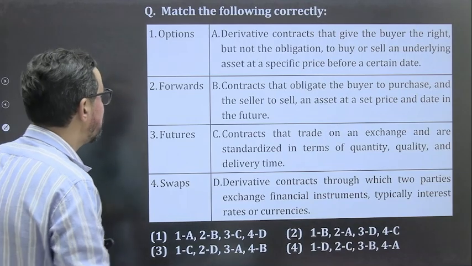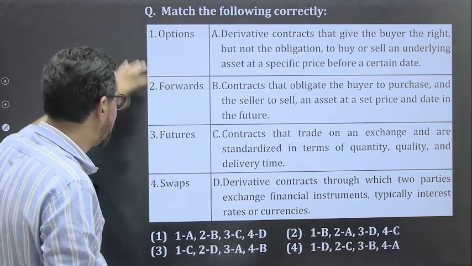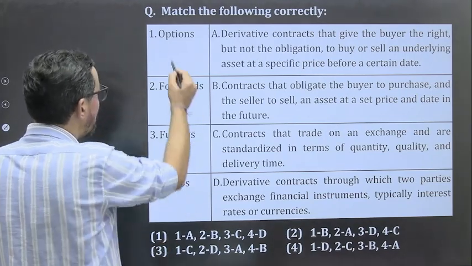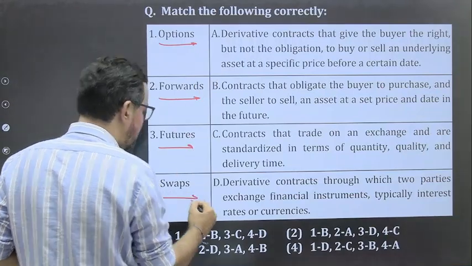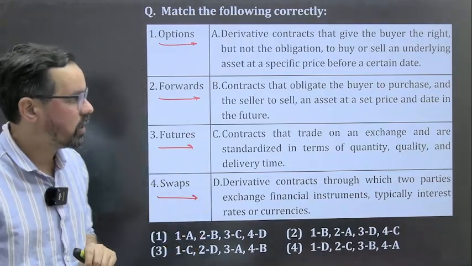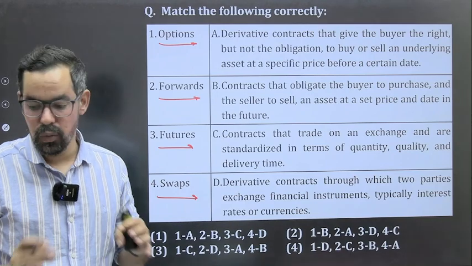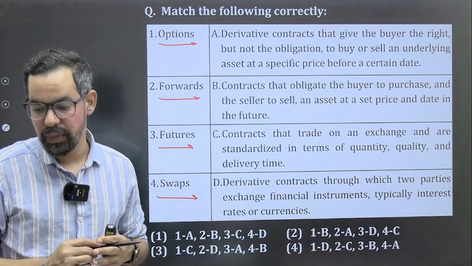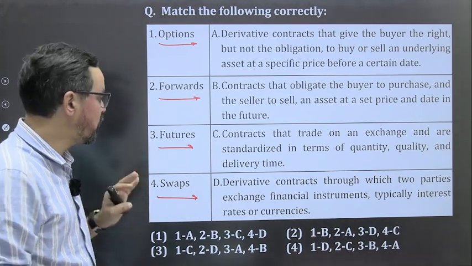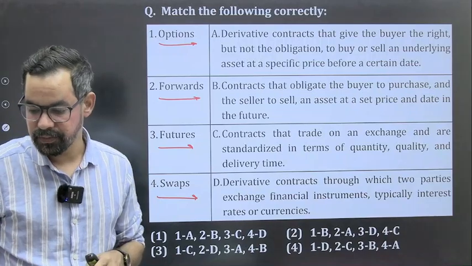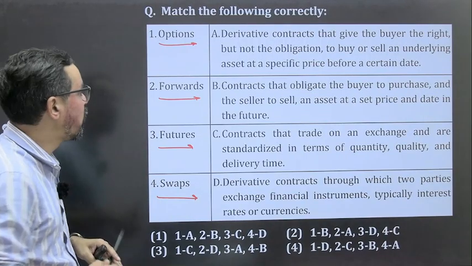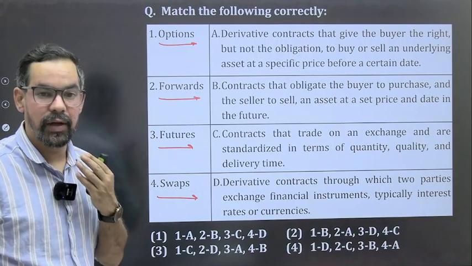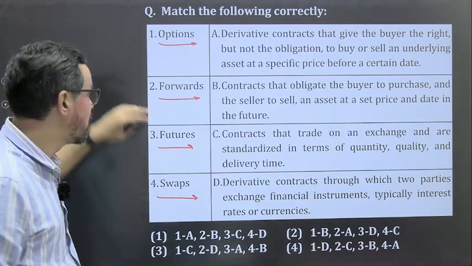ठीक है, next one, match the following correctly. ठीक है, so we have options, we have forward, we have future, we have swap. ठीक है, so derivatives के ऊपर हमने एक काफी लंबा session किया था, more than an hour. ठीक है, so 1 घंटे से ऊपर का session आपका था. So now if you talk about derivatives, okay, if you talk about this type of derivatives, so there are 4 types of derivatives.